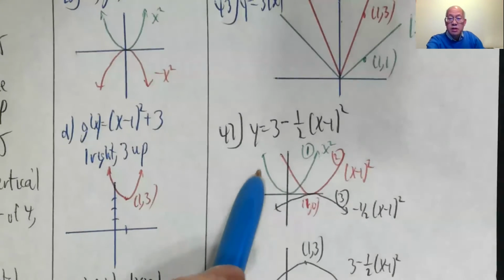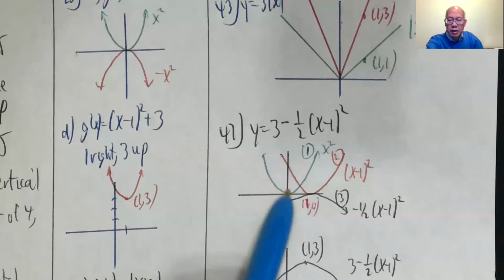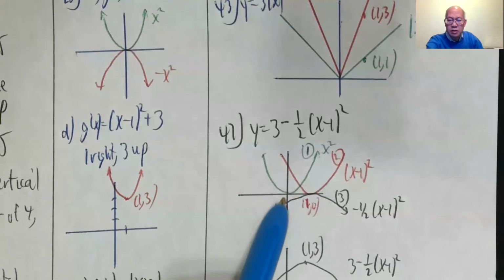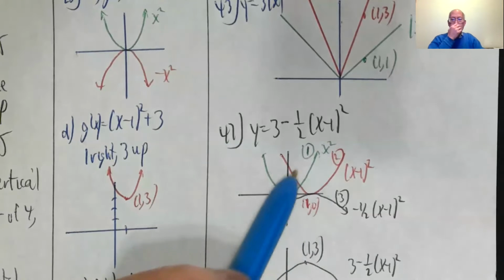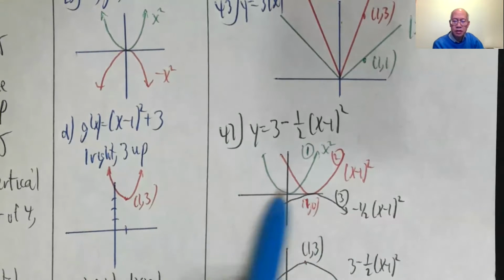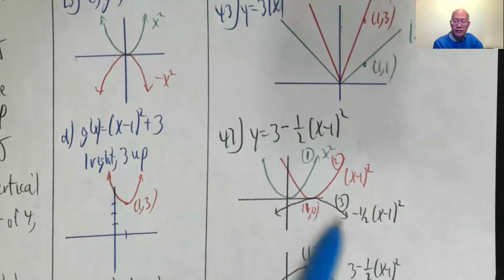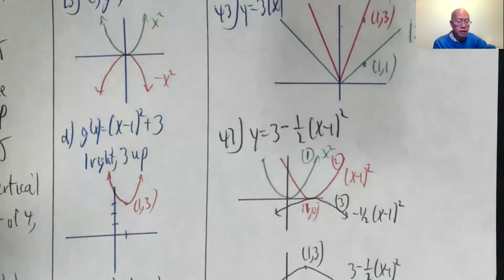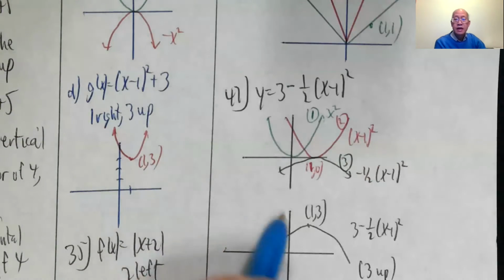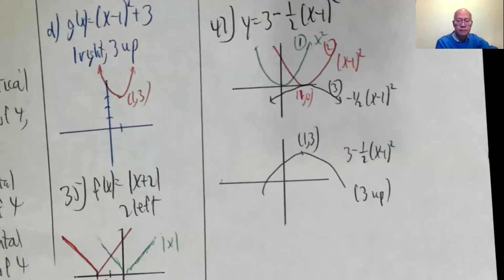47. So graph number 1 is x squared. Graph number 2 is x minus 1 squared. It's a shift 1 to the right. So 0, 0 becomes 1, 0. And then graph 3, -1/2 x minus 1 squared. That reflects across the x-axis, but it's a shrink by a factor of 1/2. So it goes down, but it doesn't go as steep. And then move the whole graph 3 units up. So 1, 0 becomes 1, 3. And here's the graph of the whole thing.